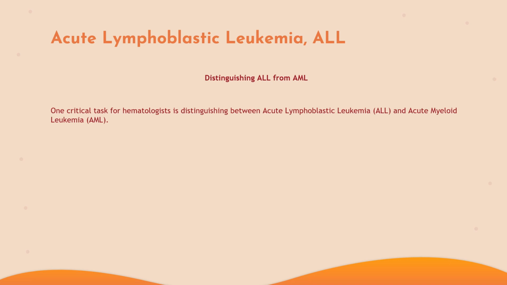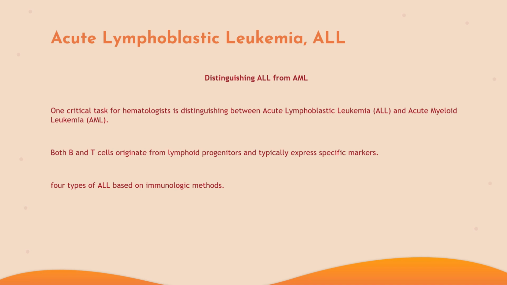One critical task for hematologists is distinguishing between acute lymphoblastic leukemia, ALL, and acute myeloid leukemia, AML. Both B and T cells originate from lymphoid progenitors and typically express specific markers. Now, let's break down the 4 types of ALL based on immunologic methods. There's early B-ALL, pro-B or pre-B, intermediate, common B-ALL, pre-B-ALL, and T-ALL.